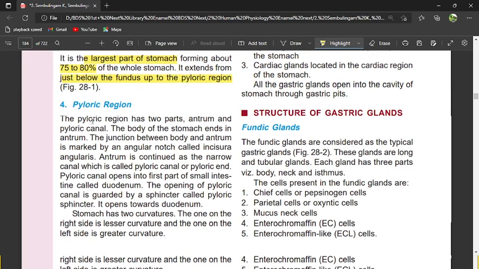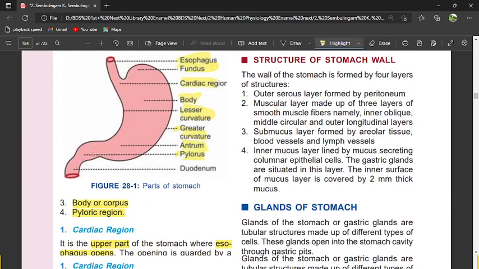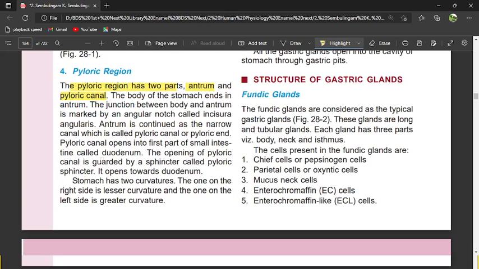Next is the pyloric region. The pyloric region has two parts: the antrum and the pyloric canal. There is a pipe-like structure here after the antrum, this is the pyloric tube. So the ending part of the stomach is the antrum, which comes in the pyloric region. The body of the stomach ends in the antrum. The junction between the body and antrum is marked as an angular notch, called the incisura angularis.